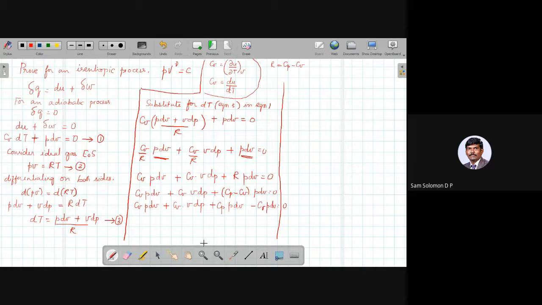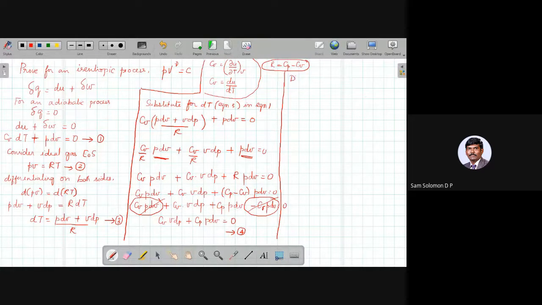This guy is Cv, and you can see that I have a Cv times Pdv over here. This is a positive entity and this is a negative entity, so I can cancel out these two. What is remaining is Cv times Vdp plus Cp times Pdv, and this is equated to 0. Let me call this equation number 4.